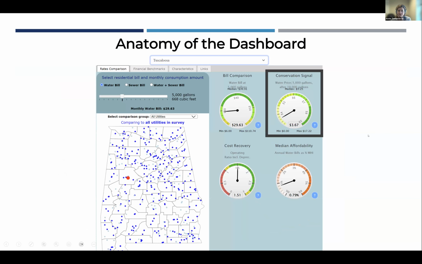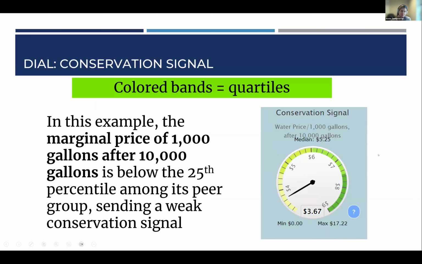Okay, next up is conservation signal. And so conservation signal basically tells you what is the marginal price of water after you've consumed 10,000 gallons. So basically what it's telling you is, what is that price signal? If you're a high user, right, you've already used 10,000 gallons, and this is just residential, in a single month, what is the price signal we're sending for that additional 1,000 gallons that you use after 10,000 gallons?